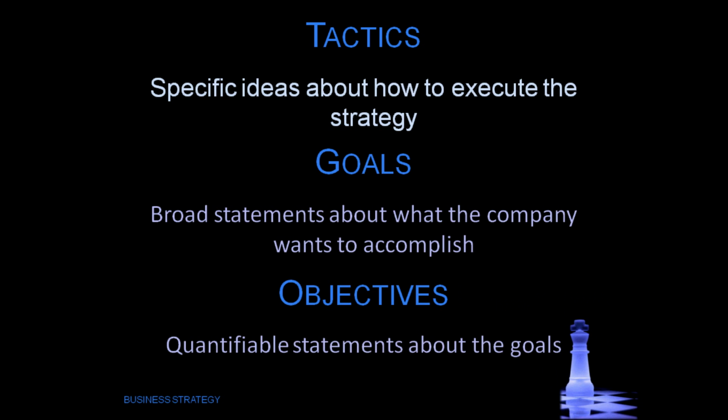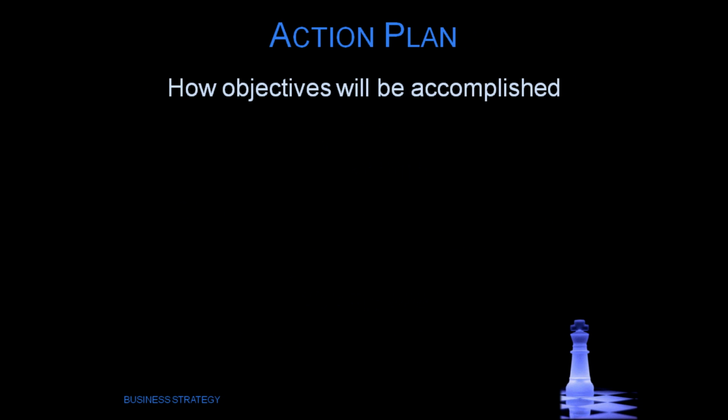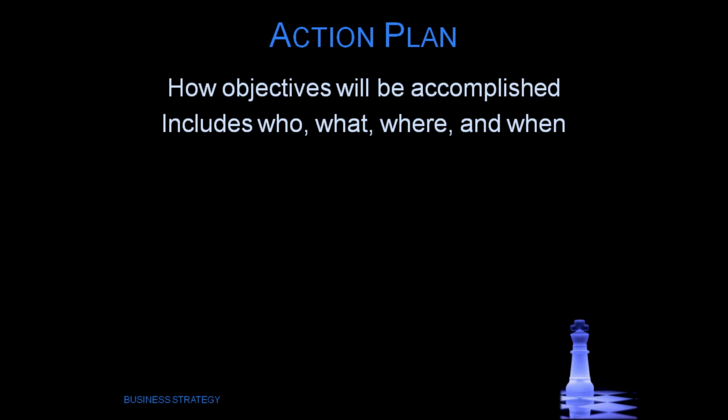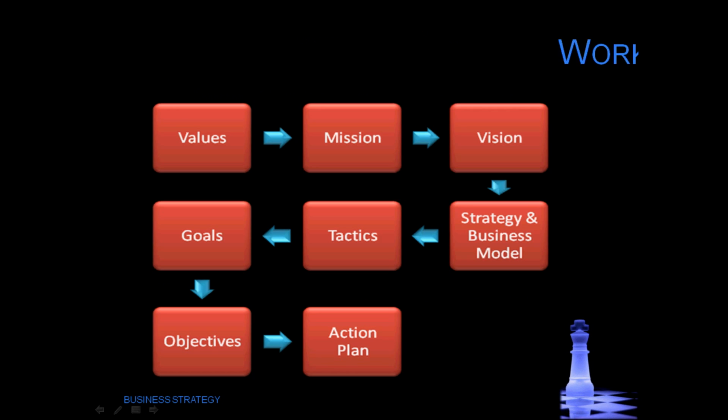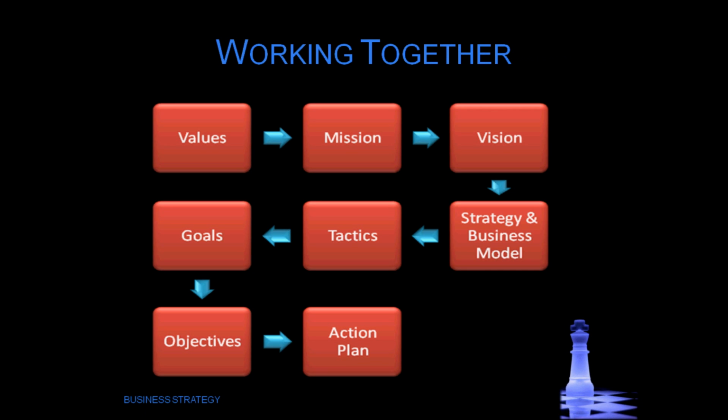Objectives. Objectives are quantifiable. The action plan. This is how the objectives will be accomplished. Now we'll go through all of these things throughout the semester, figuring out how they fit in and how we're going to use them. The action plan includes who, what, where, and when. The business model is how the company operates and how it's going to add value.